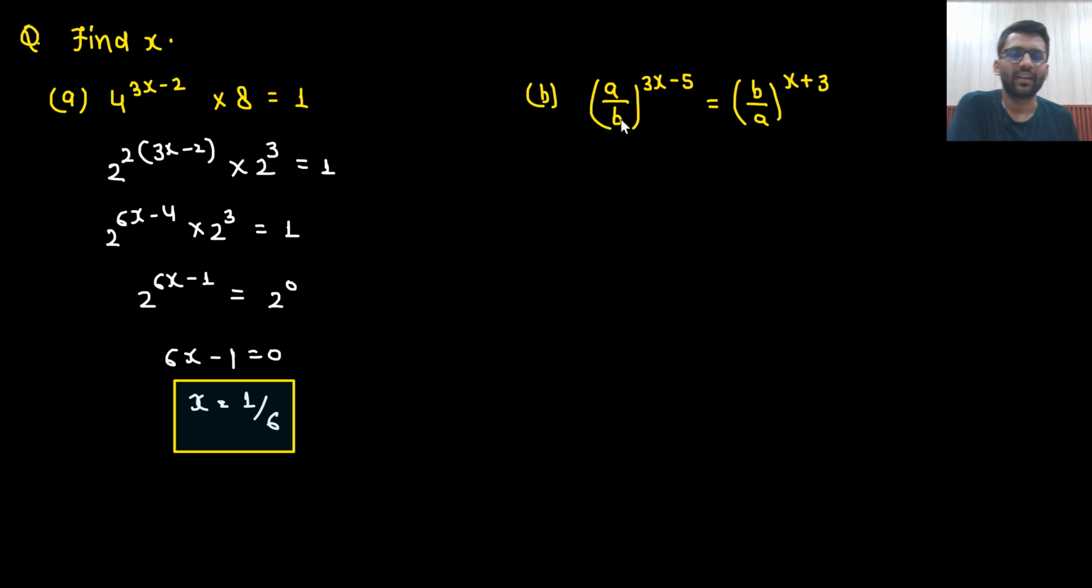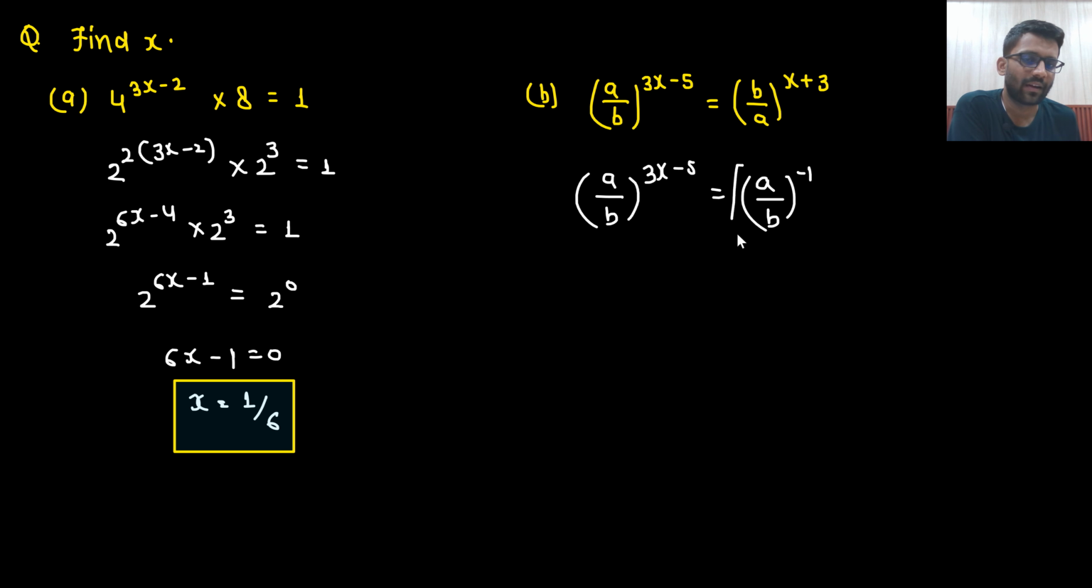Now here they are saying (a/b) to the power 3x minus 5 is equal to (b/a) to the power x plus 3. So for (a/b), if I make the base the same, then I can equate the powers. To make the base the same, let's keep this as it is, (a/b) to the power 3x minus 5. If I invert, that means a negative sign will come in the power, right? One negative sign will come, and to the power x plus 3.